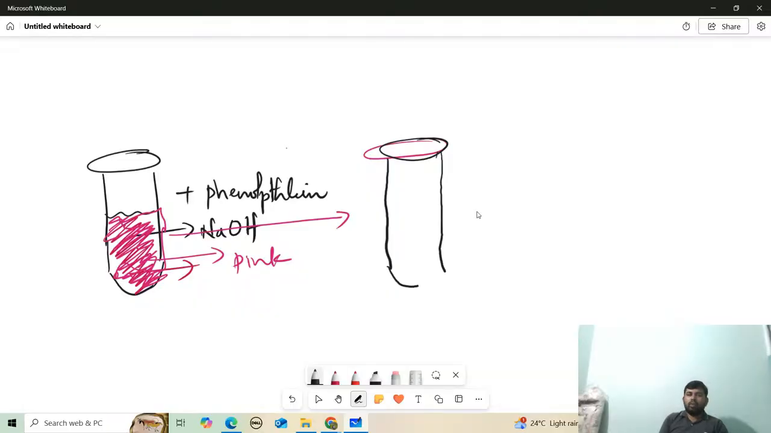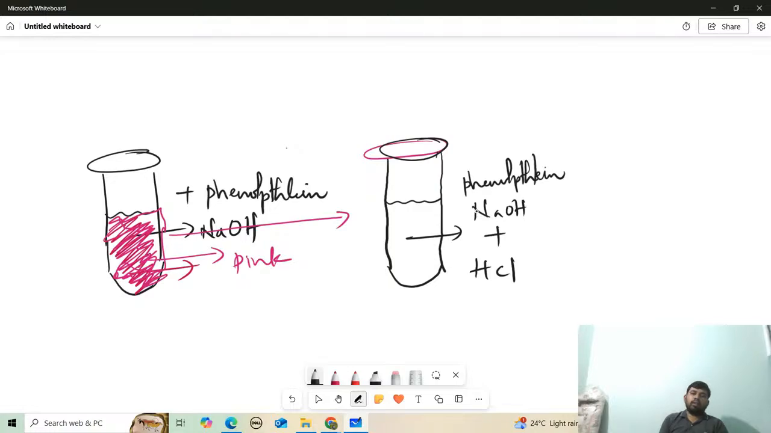Now this pink color returns into what, sir? So now we added NaOH plus HCl. So here we have phenolphthalein. What is the color now? It is colorless. What is the reason here?